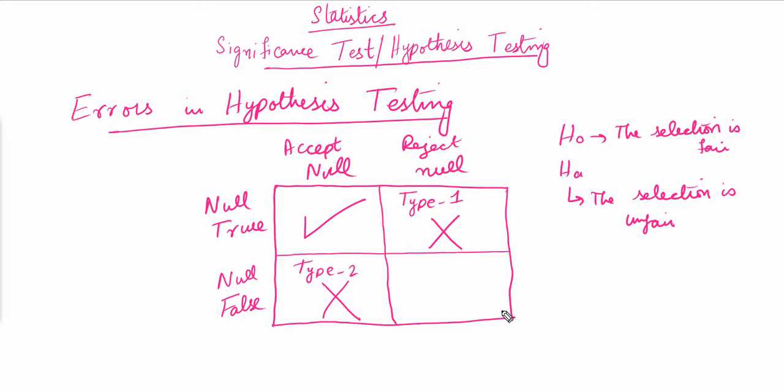Okay, now if our hypothesis was false, which means the selection was not fair, and we had rejected the null hypothesis, which was that the selection is fair, and we had accepted the alternative hypothesis that the selection is unfair, in that case our decision is correct. So we have made a correct decision. So if our actual value is true but we reject the null hypothesis, it gives us the type 1 error. But in actual, if our null hypothesis is false but we accept the null hypothesis, then it's a type 2 error.